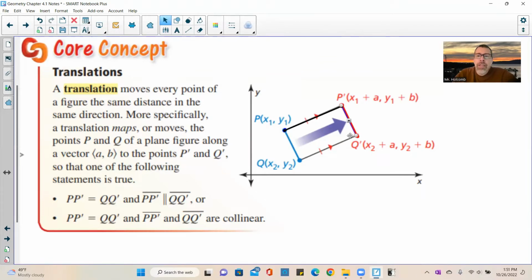It is the same length. It has the same slope. Nothing gets rotated or turned. It just gets shifted to the right and up. And every component on that segment gets moved the same amount. So it is an image of the pre-image. So the red is a copy of the blue and they are congruent.